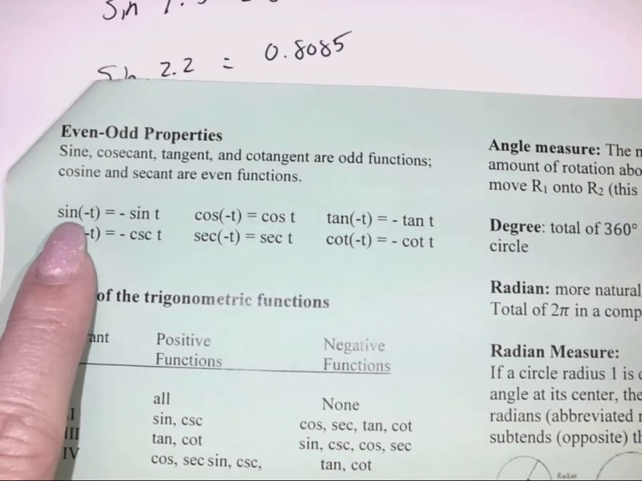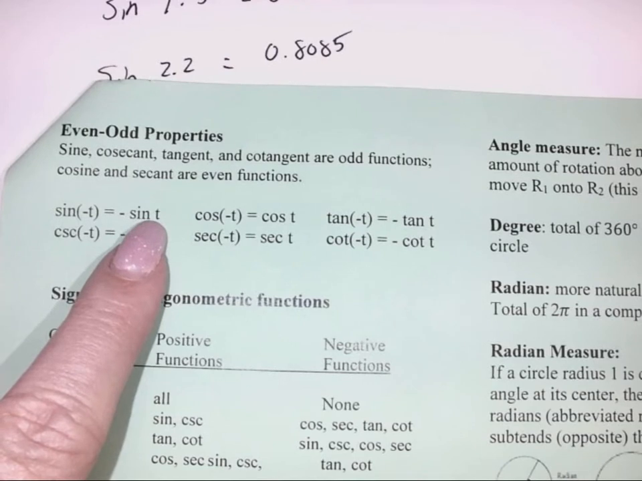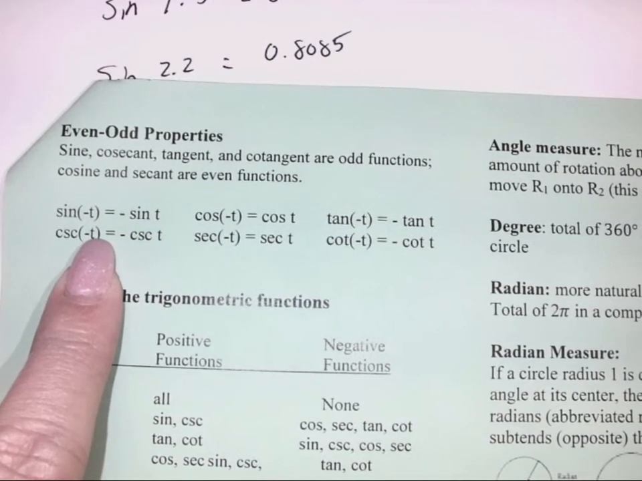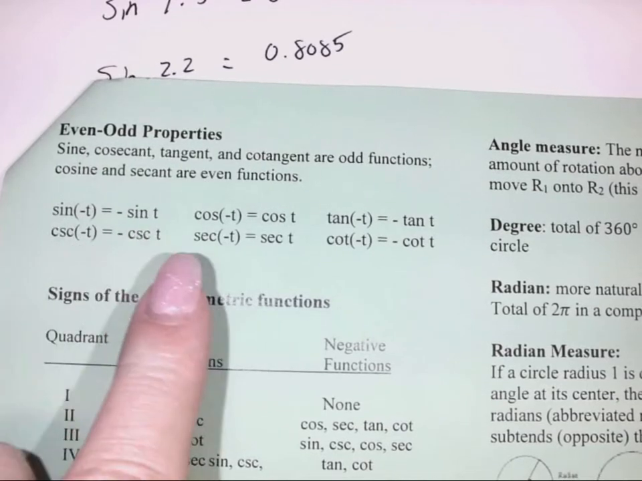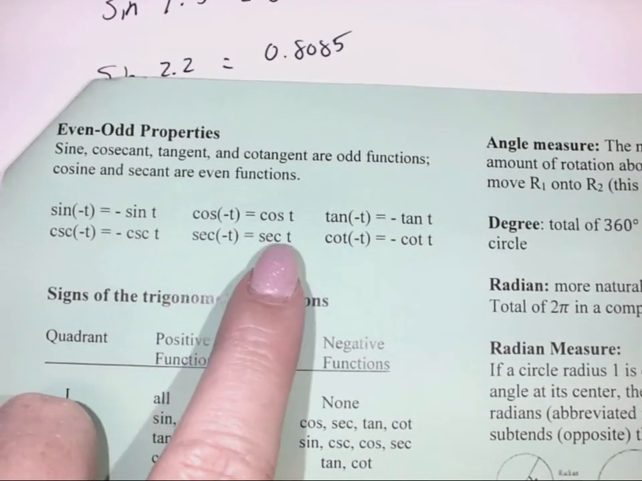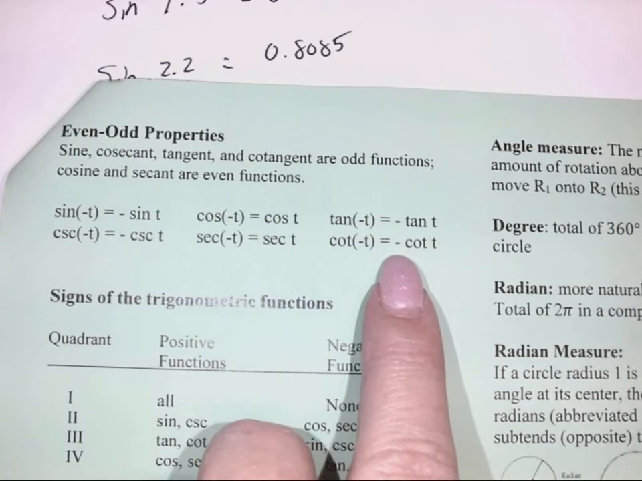If you take the sine of negative t, it will be equal to negative sine of t. Cosecant of negative t equals the negative of cosecant of t. But with cosine, it just becomes cosine, and secant, it's just secant. But tangent and cotangent will also end up with a negative out there.